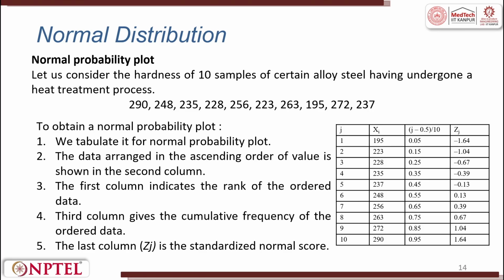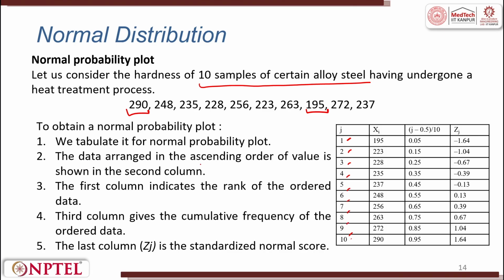Let us consider the hardness of 10 samples of a certain alloy steel having undergone heat treatment processes. This is 290, 248, 235, 228, 256, 223, 263, 195, 272, 237. Here the minimum value is 195, maximum value is 290. To obtain a normal probability plot, we tabulate it. There are 10 numbers, we put the numbers from 1 to 10 here.